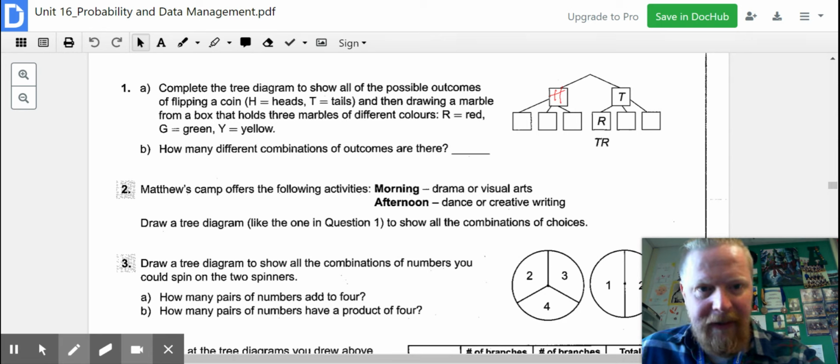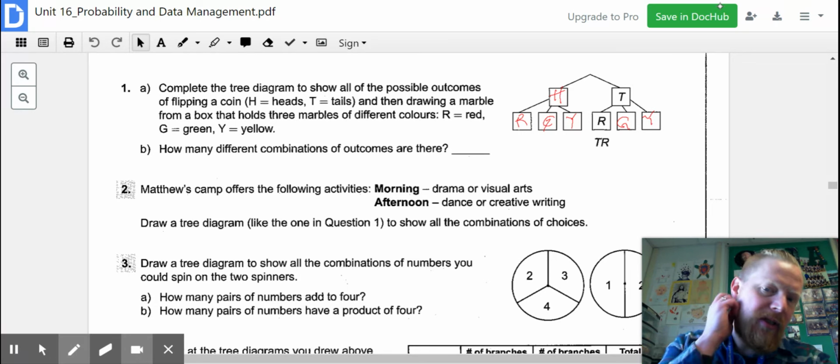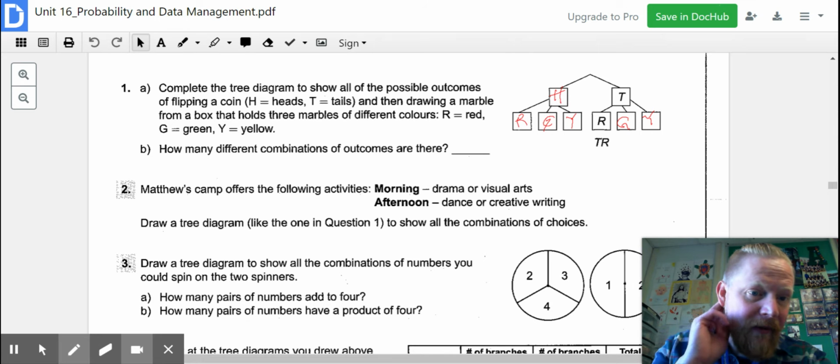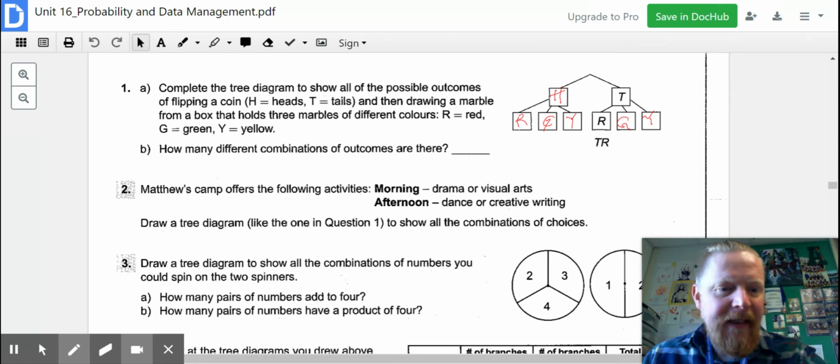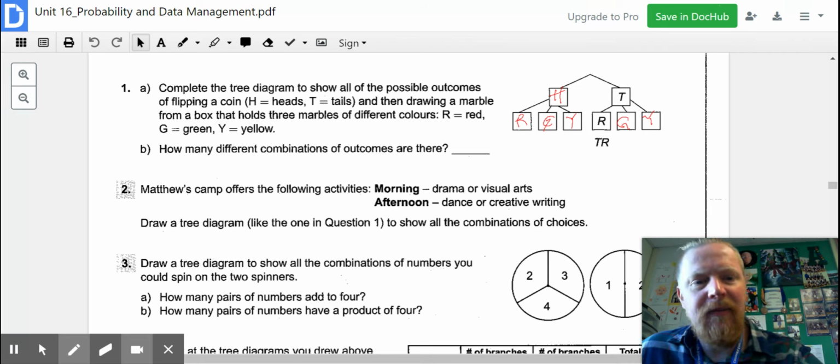Now, the tails is already put in for us. And in the marbles, you can see that we have 3 options of red, green, or yellow. So if we flip a heads, we could still pick a red, we could pick a green, or we could pick a yellow. If we flip a tails, we could get a red, a green, or a yellow. How many combinations of outcomes are there? Well, this question is actually asking, how many different branches are there in the tree?